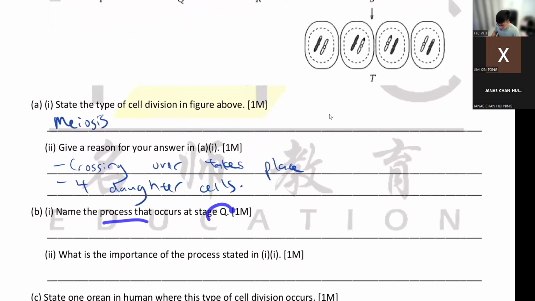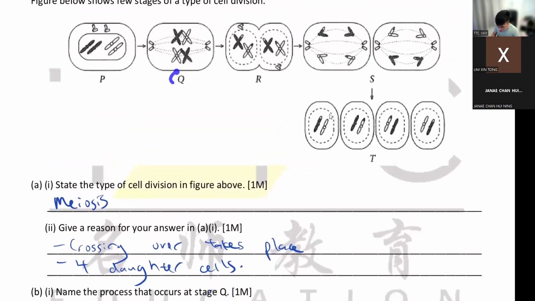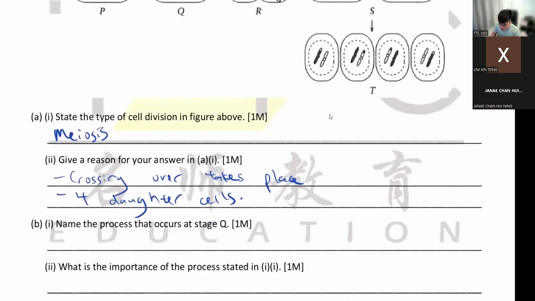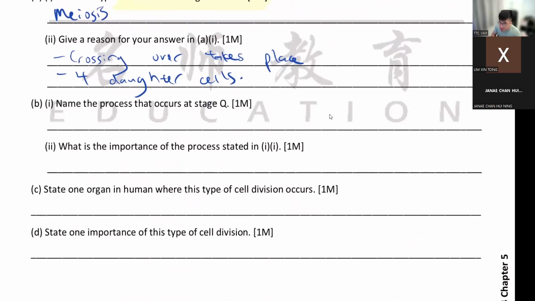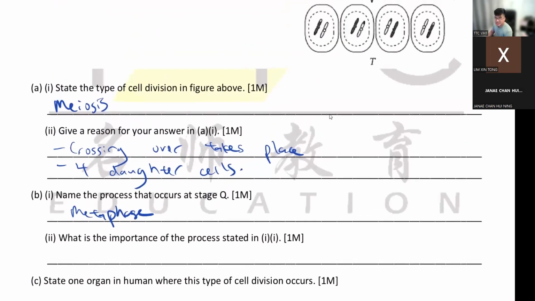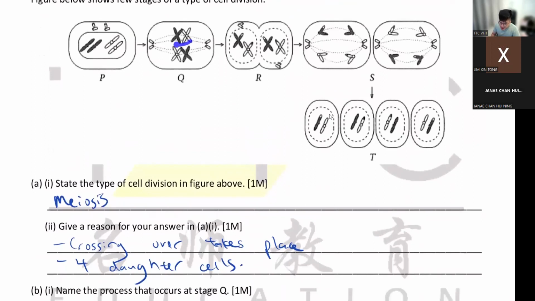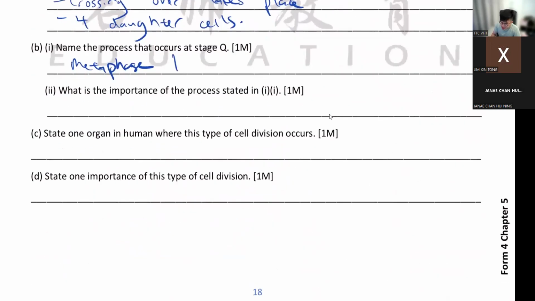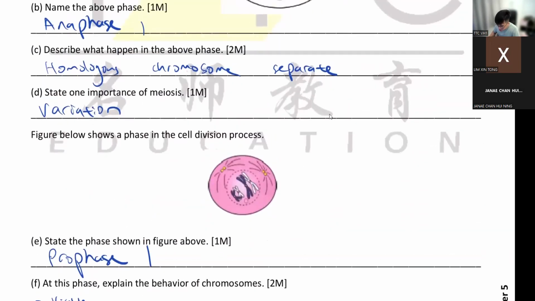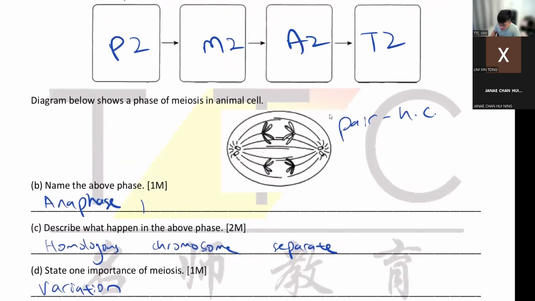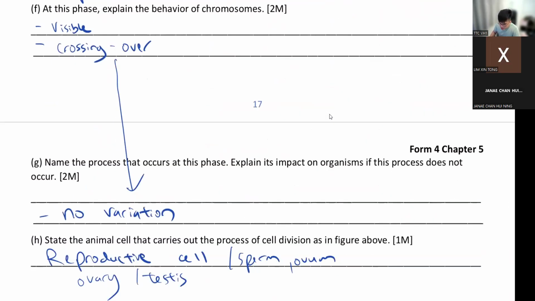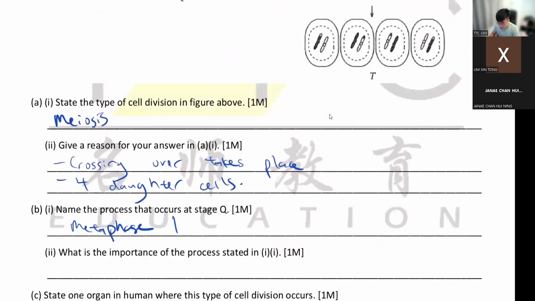So what is the process that is stage Q? Stage Q is here. Okay, they are arranged here. When you see arranged, that is for sure what am I saying? Metaphase. And then, is this metaphase 1 or 2? You have to look, is it 1 or a pair? This is a pair, right? A pair is for sure meiosis 1. So it's metaphase 1. Because just now, you see? Prophase 1, a pair. Anaphase 1, a pair. So when you see a pair, that is your metaphase 1.